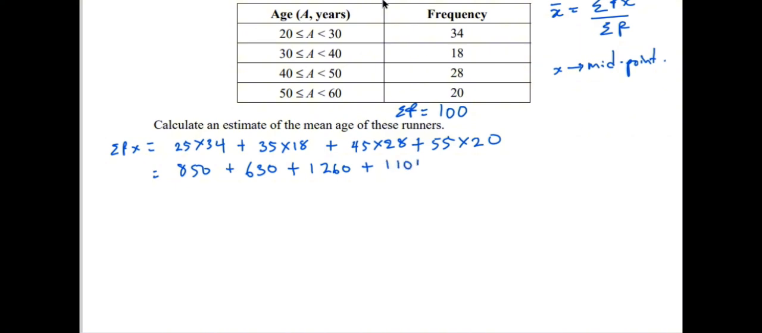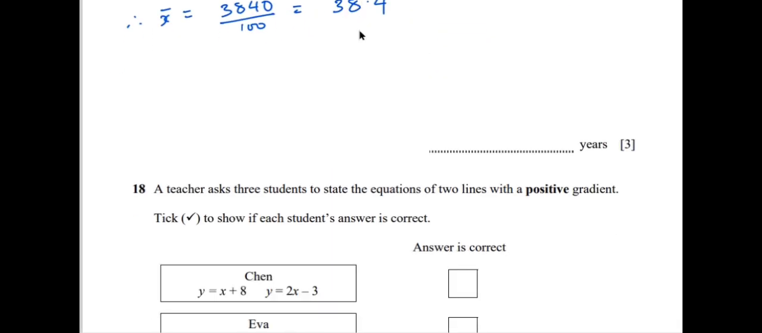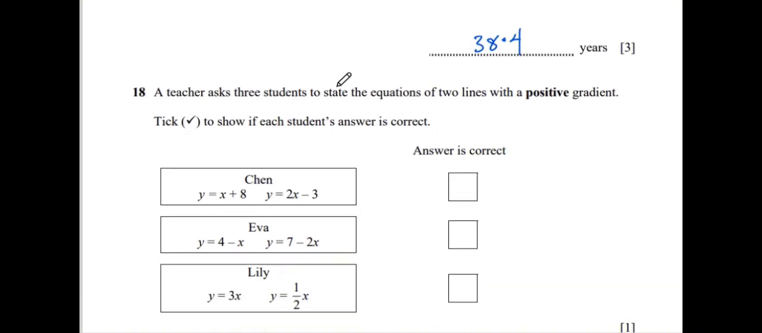Okay, so when you add all these, we are going to start with 850 plus 630 plus 1260 plus 1100. Okay, so that will give you 3840. So that's the summation of fx. Therefore, x bar is equal to 3840 over summation f, which is 100. So that will give you 38.4. Okay, so which is our answer. So we'll come and write 38.4 years.